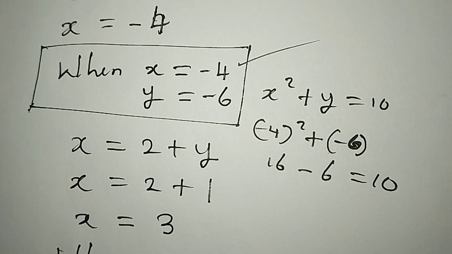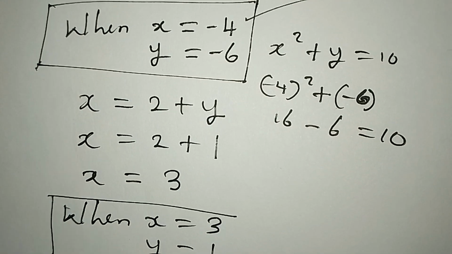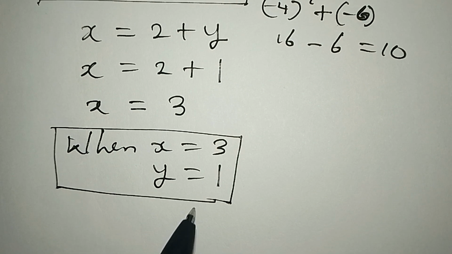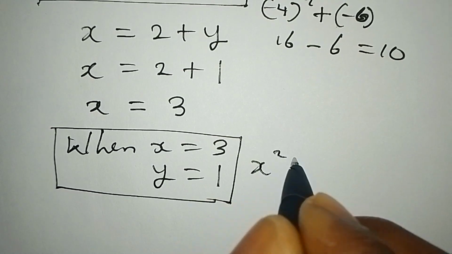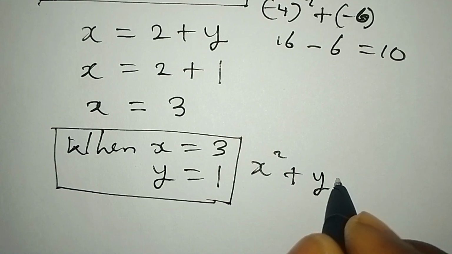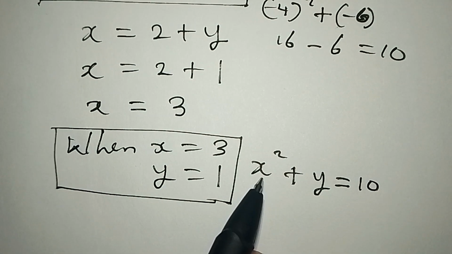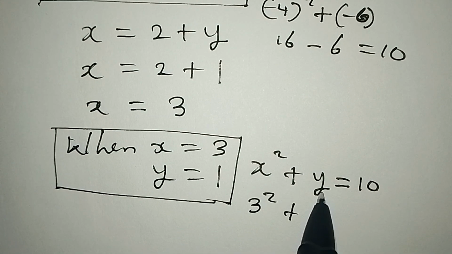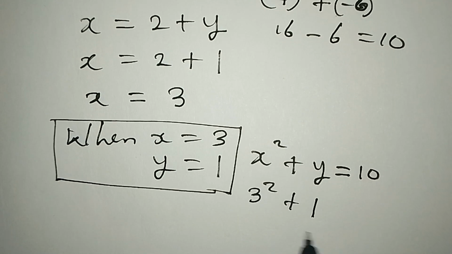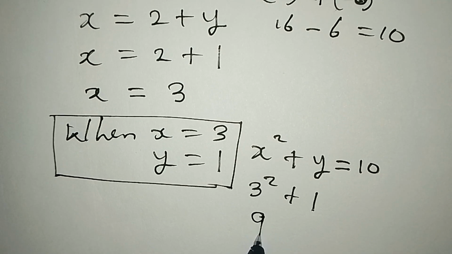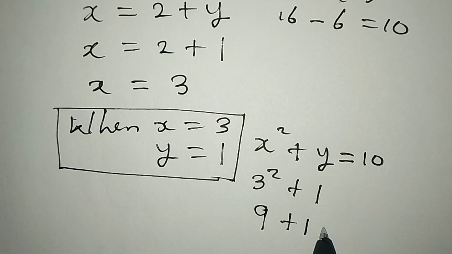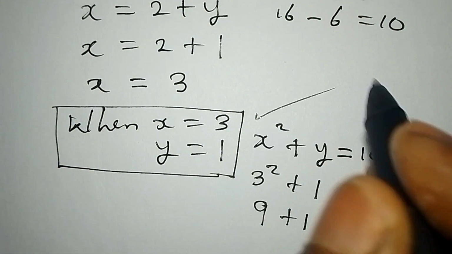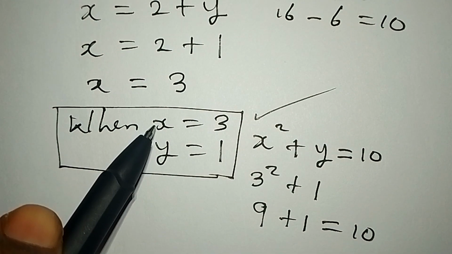Now, let's go straight to the second pair. We have x equal to 3 and y equal to 1, and the equation still remains x squared plus y equals 10. Now, our x squared from here is going to be 3 squared, then plus y is 1. Now, 3 squared is 9, then we have plus 1, and this is giving us 10. So this also means that we are very correct to say that our x is 3 and y is 1.